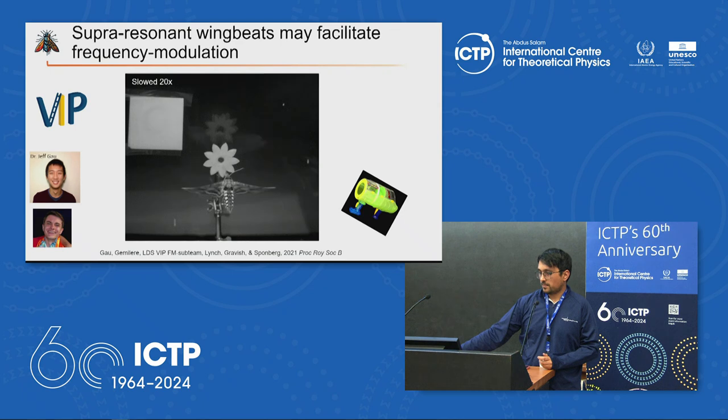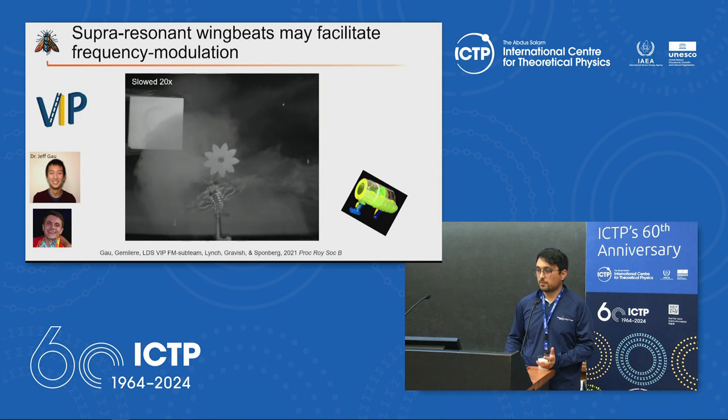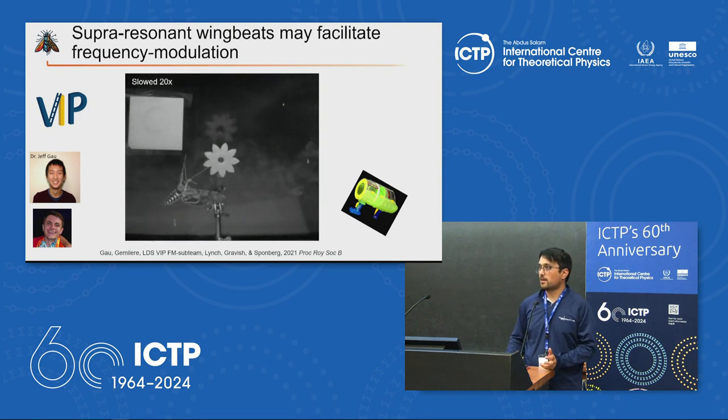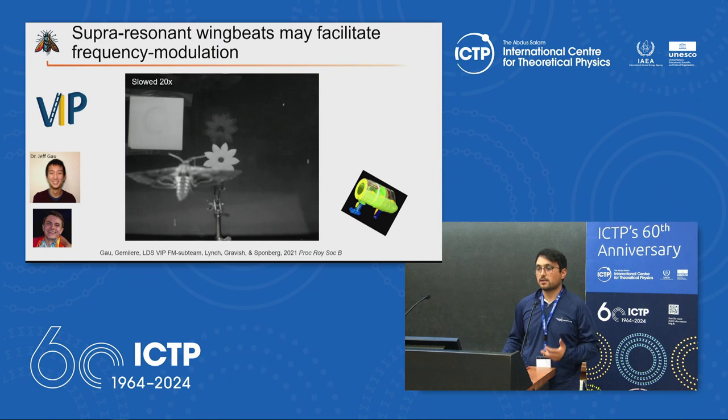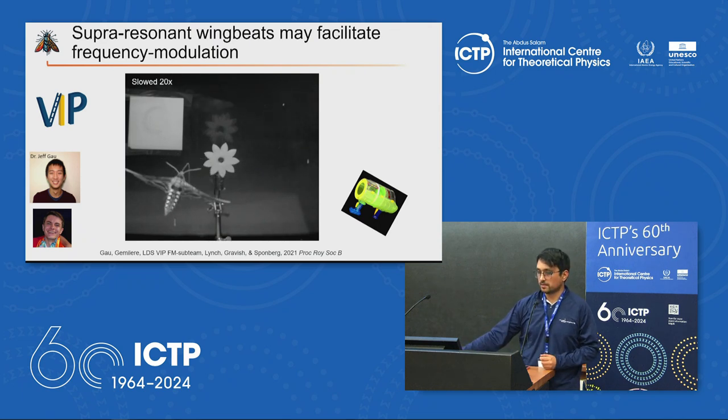So the next thing that we wanted to try and determine was whether or not super resonant wing beats are potentially conferring some kind of frequency modulation advantage to these insects. And it turns out that in Manduca, if you perturb freely flying Manduca as it's feeding from a robotic flower with this vortex gun, they modulate their frequency to recover from these aerial perturbations by upwards of 30%. So we think that there is a frequency modulation benefit that's being conferred by operating above the resonance frequency.